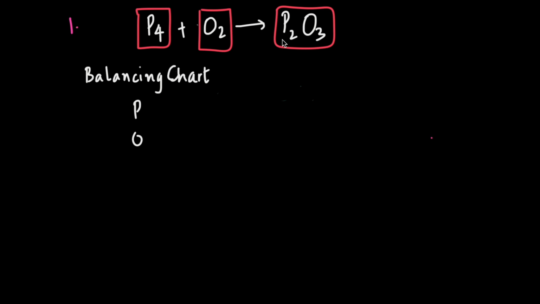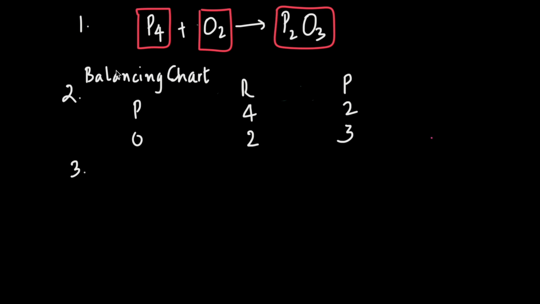Then comes the balancing chart, wherein we are going to write down all of the elements in the equation, which are phosphorus and oxygen in this case. And then we're going to write out all the elements and their respective atoms on the reactant side and on the product side. On the reactant side, we have four phosphorus atoms and we have two on the product side, and oxygen, we have two oxygen atoms on the reactant side, and on the product side, however, we have three atoms. So this gives us a good beginning point to balance our equations.